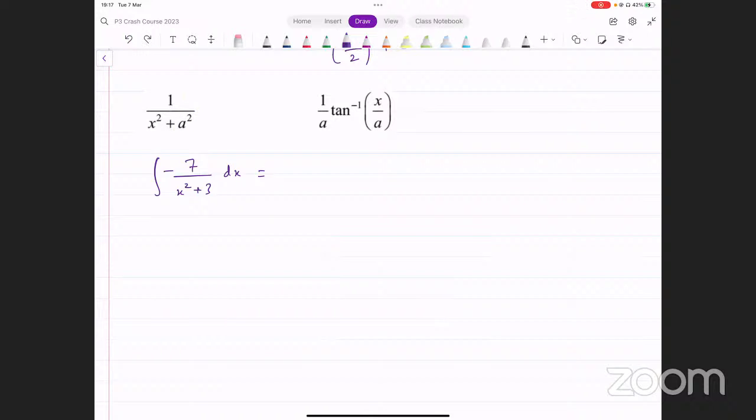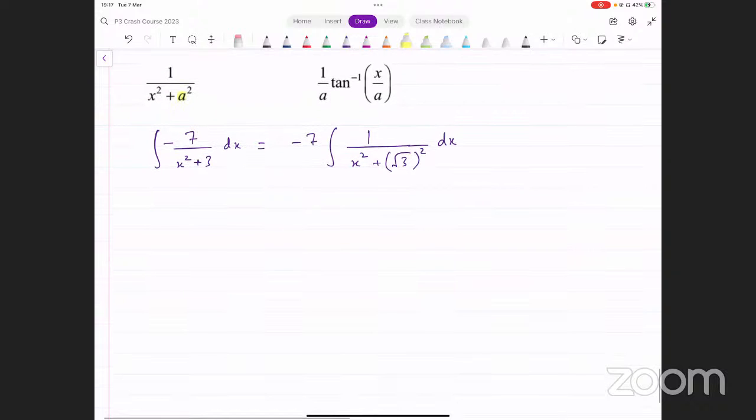What we can do is we could write -7 outside if we want. Then inside, we would be left with 1 over x squared plus 3. Now, 3 needs to be written in the square form. So we could say 3 is square root of 3 whole squared. And that's the same thing, right? And now if we compare with that form, in place of a, we have square root of 3. So the value of a that we have here in this form is square root of 3.